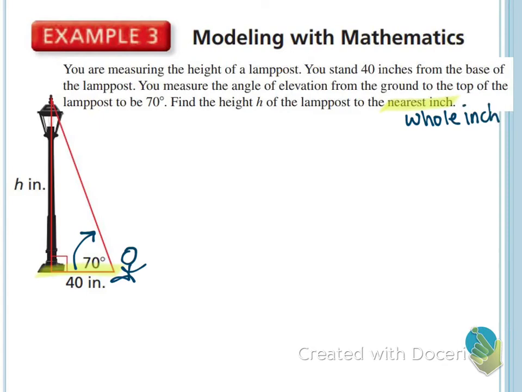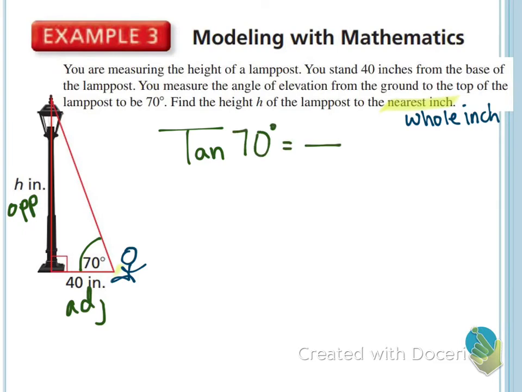So we have a right triangle. We're going to follow the same steps. From the angle we're given, we're going to label our sides. What kind of side is H? Opposite. And then what kind of side is 40? Adjacent. So which trig function are we going to use? Tangent. From what angle? From 70 degrees. Equals the opposite over the adjacent.